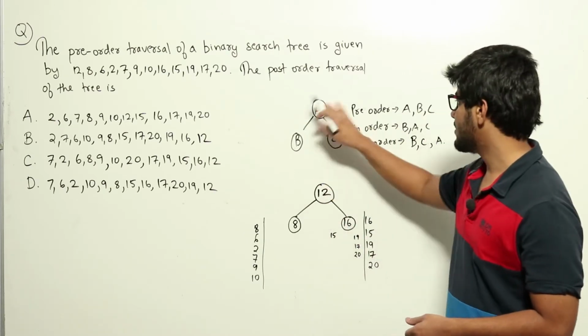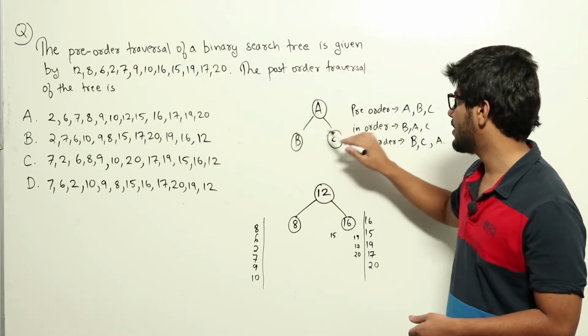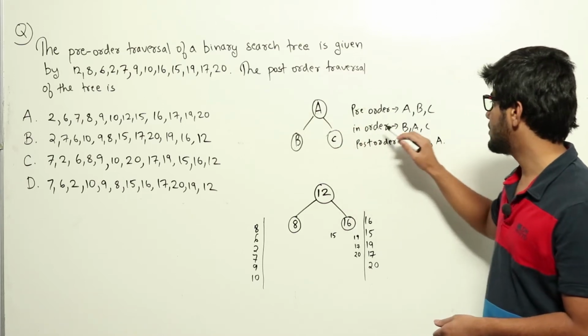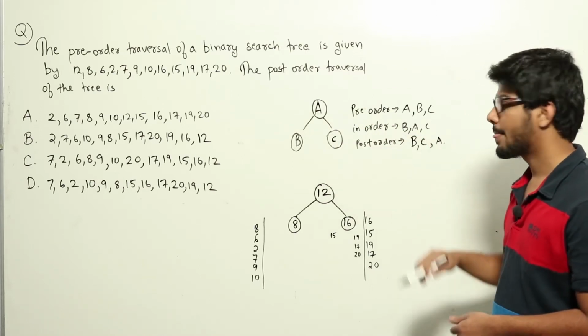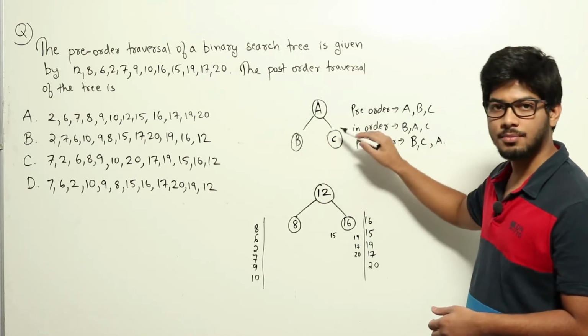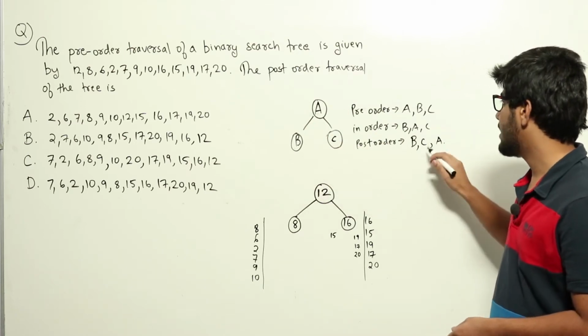In-order traversal means if the node is like this, first it will traverse the left subtree, then it will print the current node, and then it will traverse the right subtree. So for this tree, in-order traversal will print B, A, C. And post-order traversal means it will traverse the left subtree first, then the right subtree. After that, it will print the current node. So for this tree, it will print B, C, A.